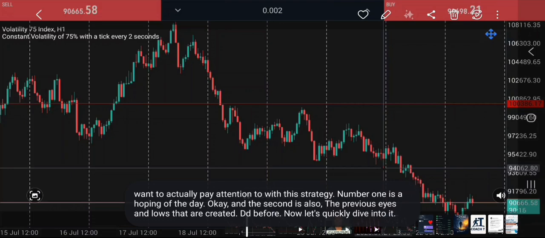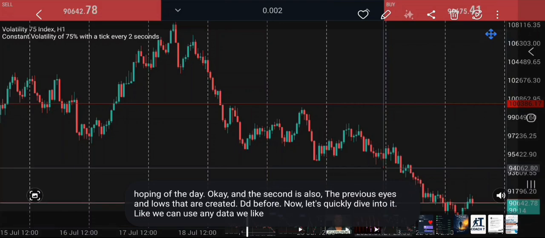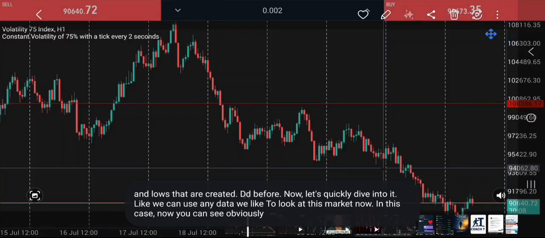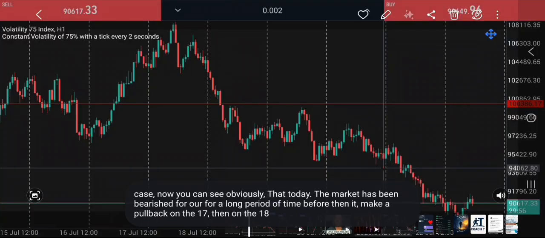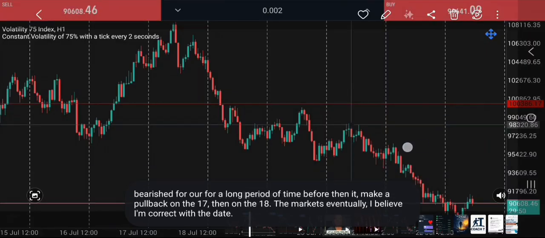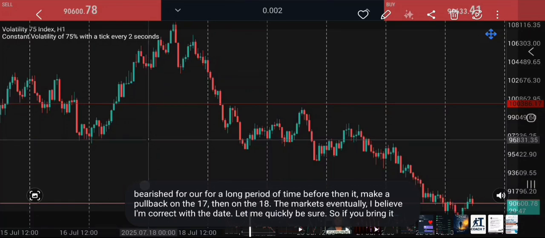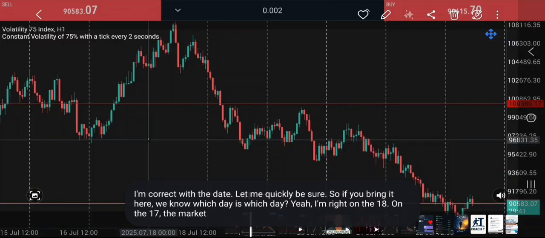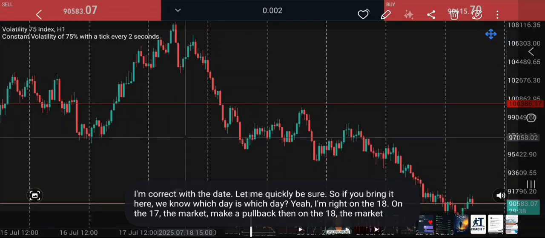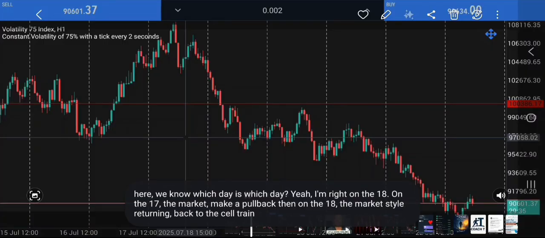We can use any day that we like to look at this market. In this case, you can see obviously that the market has been bearish for a long period of time before. Then it made a pullback on the 17th. Then on the 18th, the market eventually, I believe I'm correct with the date, let me quickly be sure. If you bring it here, we know which day is which day. Yeah, I'm right. On the 17th, the market made a pullback. Then on the 18th, the market started returning back to the sell trend, which had been there before.